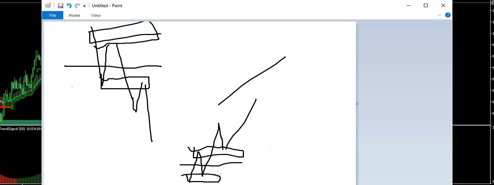So we have drop base rally, but I don't want this video to be too lengthy. It's already too lengthy as it is. So this is just it. So let's go to our chart and see how we can apply this to our charts.